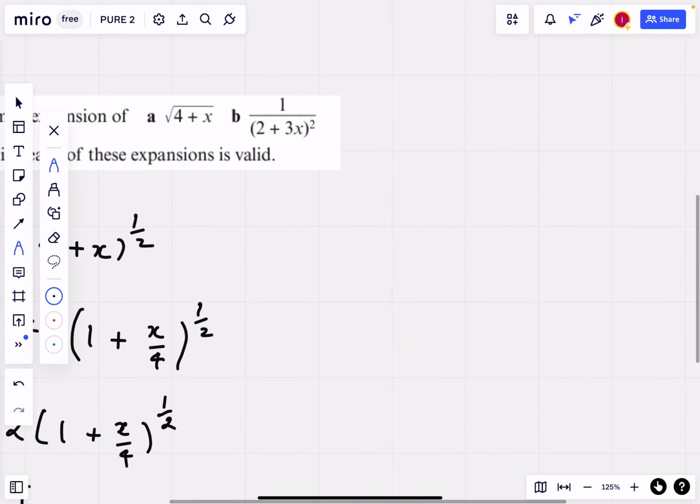Can you try the expansion for part B? And remember, you only want the first 4 terms, and then you want to find the range for which it's valid.